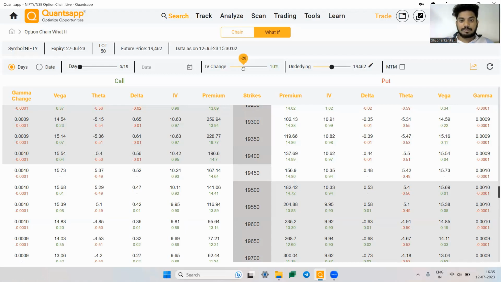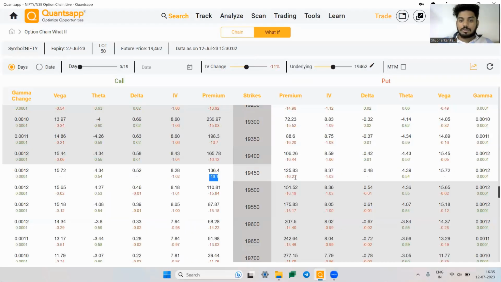Coming to the second characteristic, let's say the IV goes down by 10%, then what happens? Now you see the call option is going down and the put option is also going down. So IV is positively correlated with the option premium. IV goes up, the call goes up, the put goes up; IV goes down, the call goes down, the put goes down, considering all the other things in the market remaining constant.